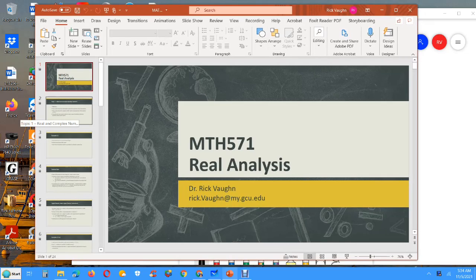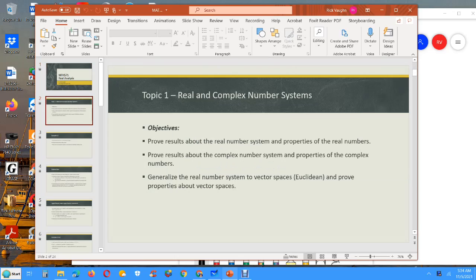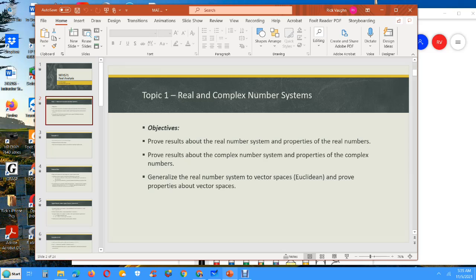So I'm going to use these slides from when I last taught this class. We're going to go through them very quickly and just give you an idea of some of the big topics in a course in analysis. In the first topic, your 571 class, you're going to look at properties of the real number system and then the complex number system as it applies to those structures we were talking about last week: vector spaces, groups, rings, fields, etc.